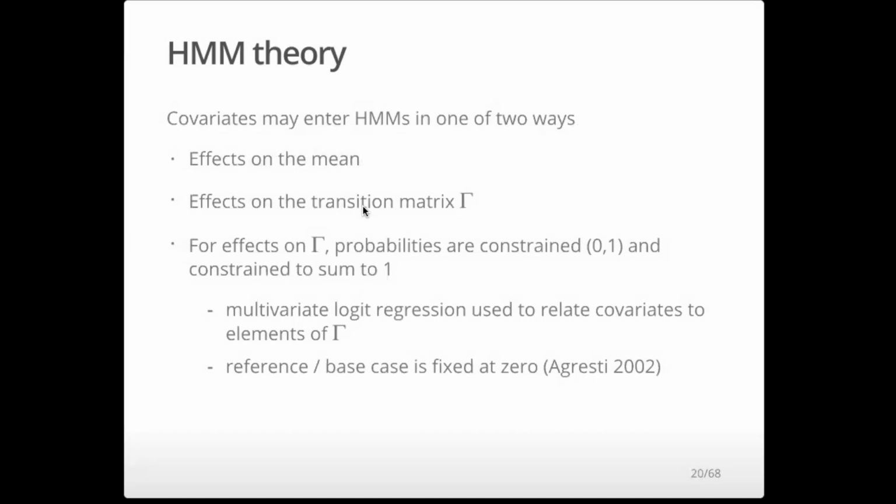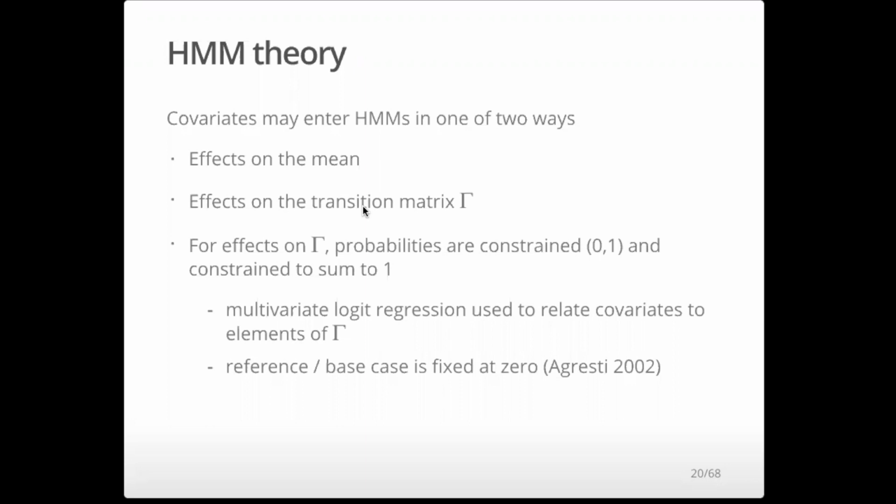Okay, so gamma is going to be constant, but then we can think about what effects covariates might have, either on the data or the states of nature. Covariates can affect the HMMs in one of two ways. They can either affect the means, which are the mean states of the system, or they can affect our transition matrix, which is gamma.